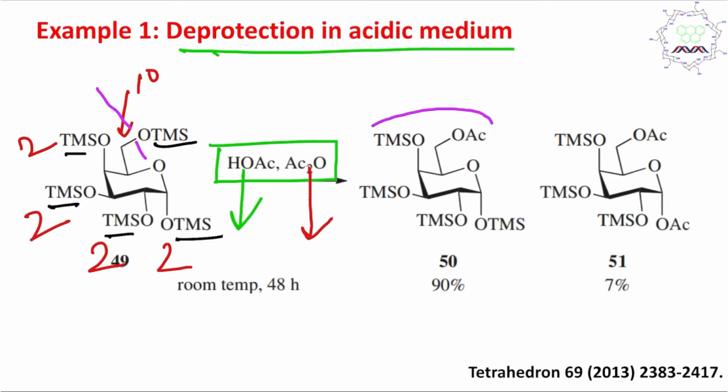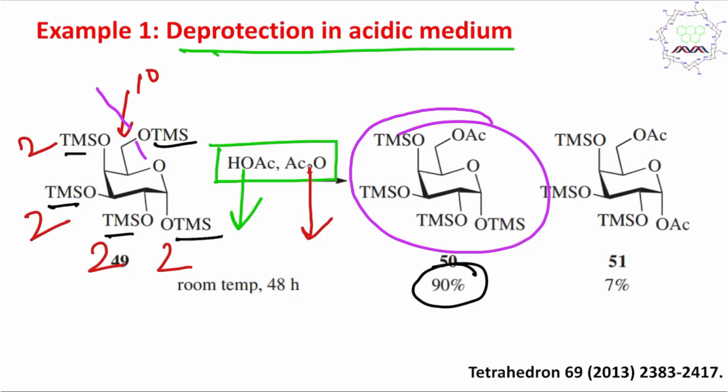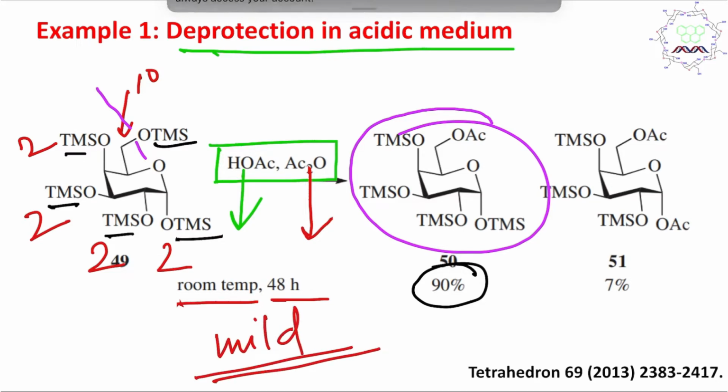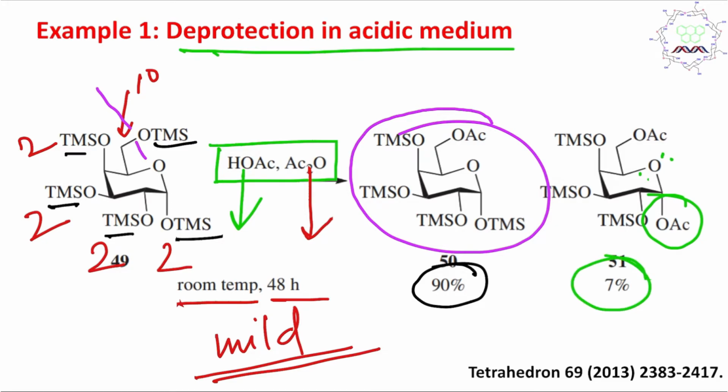So this is the OAc part, and look at the 90% yield. What is the reaction condition? Room temperature, 48 hours, meaning you can consider this a mild reaction condition. Not only that, the second one, where assistance from oxygen is there, is also associated with 7% conversion. So this is another interesting example where you can see the alcohol part's bulkiness playing the role.